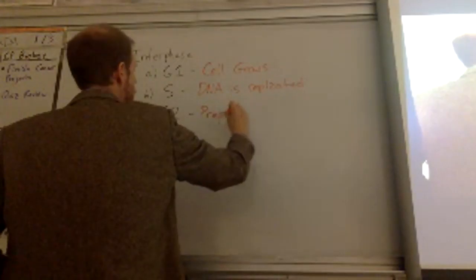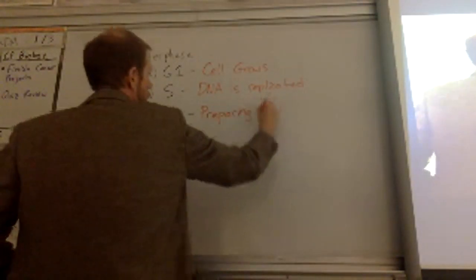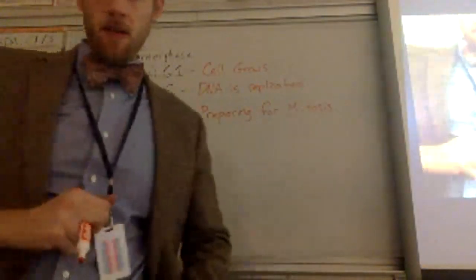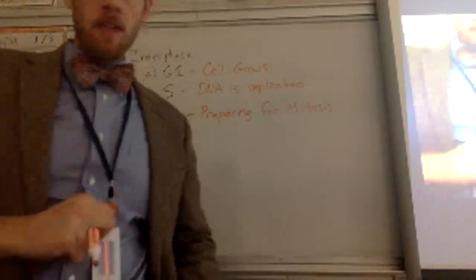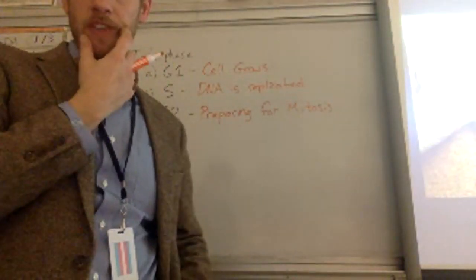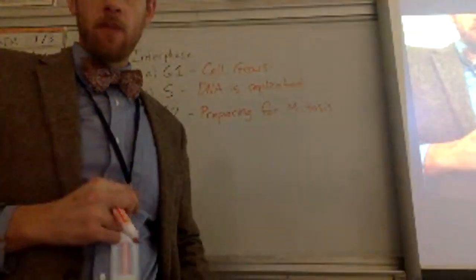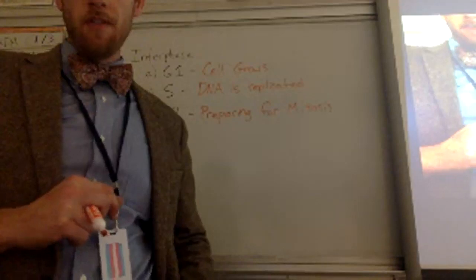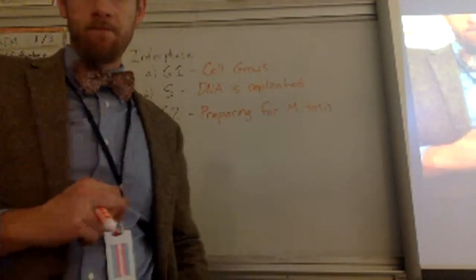Hey, John. Preparing for mitosis. Good job. Yep. In G2, the cell is getting ready for mitosis. Correct. It's also double checking everything, making sure that the DNA was copied correctly. It's just kind of checking to make sure it can move on. It does also grow a little bit too. Yeah, in G2, the cell does grow just a little bit more. Okay.